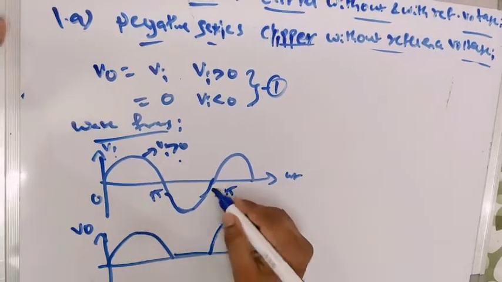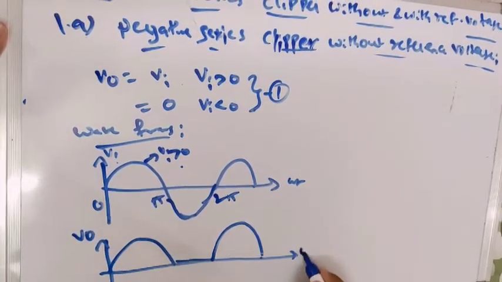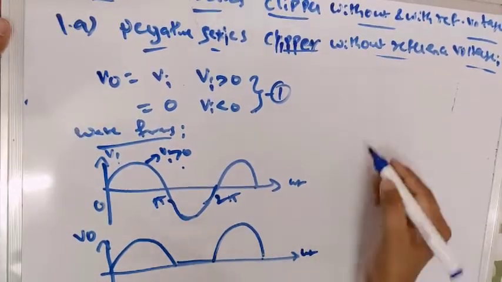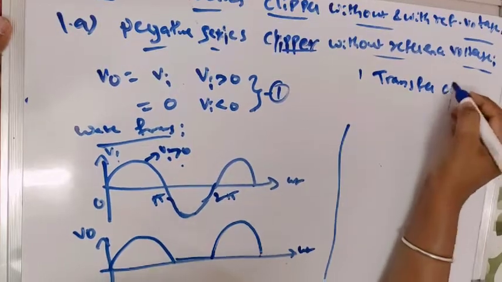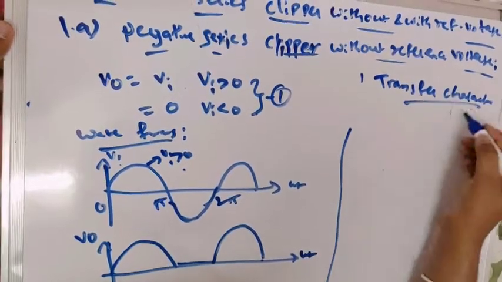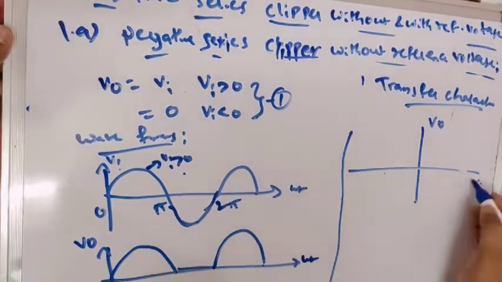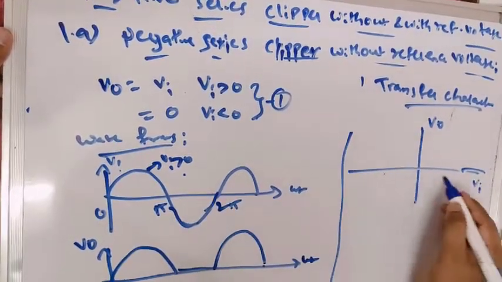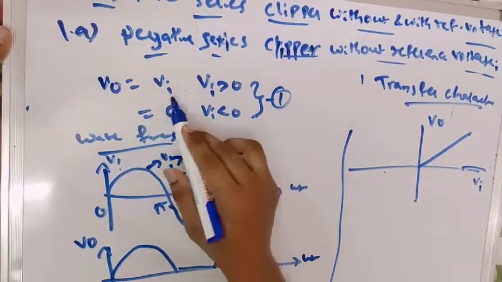Generally this is used in full wave rectifiers. So this is the output. Now we will see the transfer characteristics. The transfer characteristics is the curve drawn between input voltage and output voltage. When the input voltage is positive and increasing, the output voltage also increases, because V0 is equal to Vi.